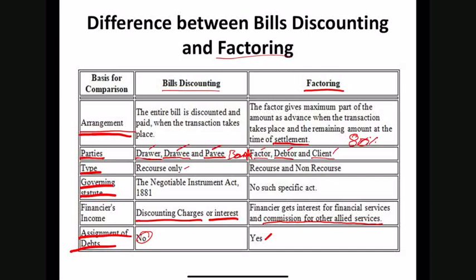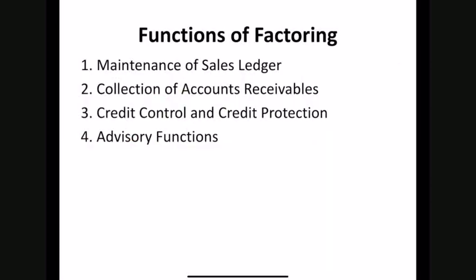What do you mean by this? In bills discounting, there is no buy and sell transaction between the client, the businessman or the seller, and the bank. But in case of factoring, there is buying and selling. The factor buys the debts from the seller. So the factor will take complete responsibility of collecting money. So there is assignment of debts. This is the difference between bills discounting and factoring.